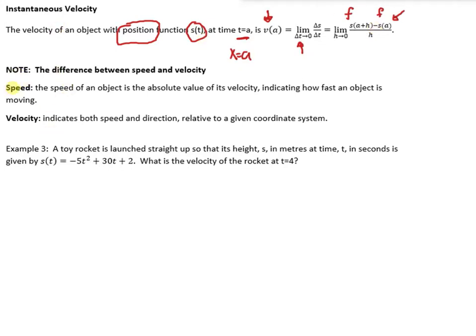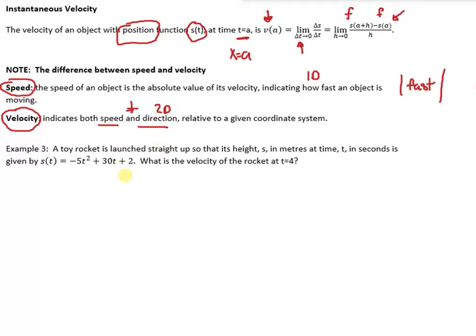Okay, so again, note the difference between speed and velocity. Speed is the absolute value of how fast something's going. Velocity is both speed and direction. Speed plus direction. So speed is one-dimensional. Velocity is actually two-dimensional. It's speed and direction.